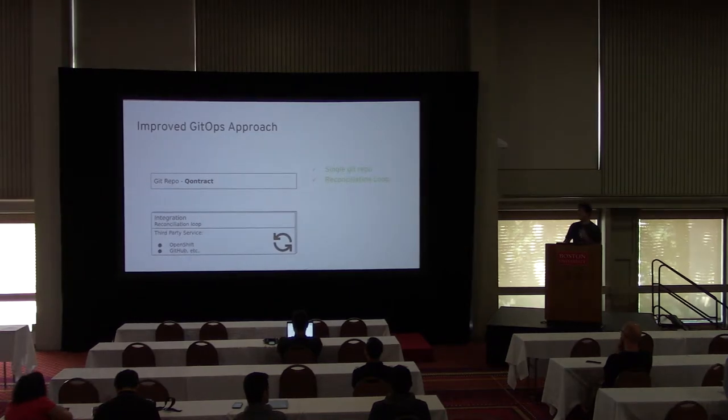So let me introduce you to the two main components that we built. The first one is a schema validation. In reality, it's just a Python script that will check every file in the Git repo against a schema. And that's all it does. It's super simple, and it was very easy to write.